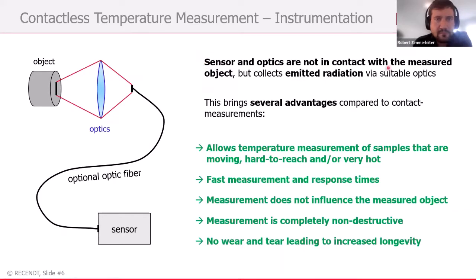And as we can see, the sensor and optics are both not in direct contact with the measured object, which is the nice thing, but only collect the emitted radiation via suitable optics. This brings several advantages compared to measuring in direct contact. It allows the temperature measurement of samples that are moving, very hard to reach, or very hot. We also have very fast measurement and response times. The measurement does not influence the measured object at all because it's not in physical contact. The measurement is completely non-destructive, and we also have no wear and tear of the measurement position, leading to increased longevity.